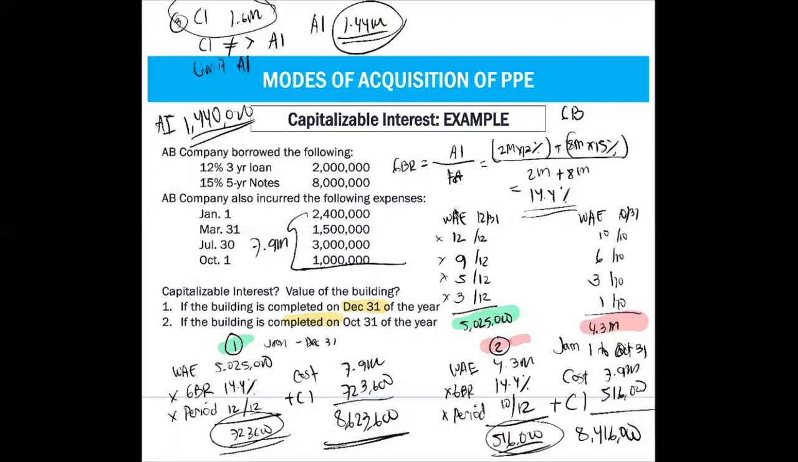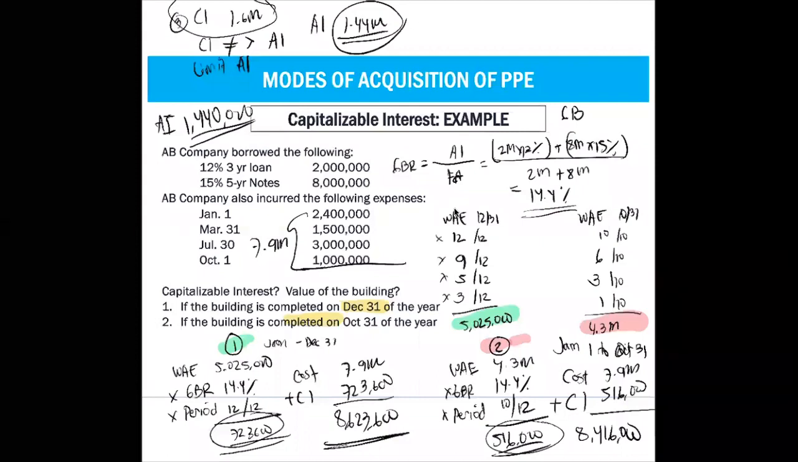Okay? In case lang guys, na may makompute kayong ganyan, do not forget to always compare your capitalizable interest na na-compute ninyo dun sa actual interest. Okay? Ang kukunin nyo lang talaga yung limit, which is your actual interest. Yung limit, which is the actual interest.